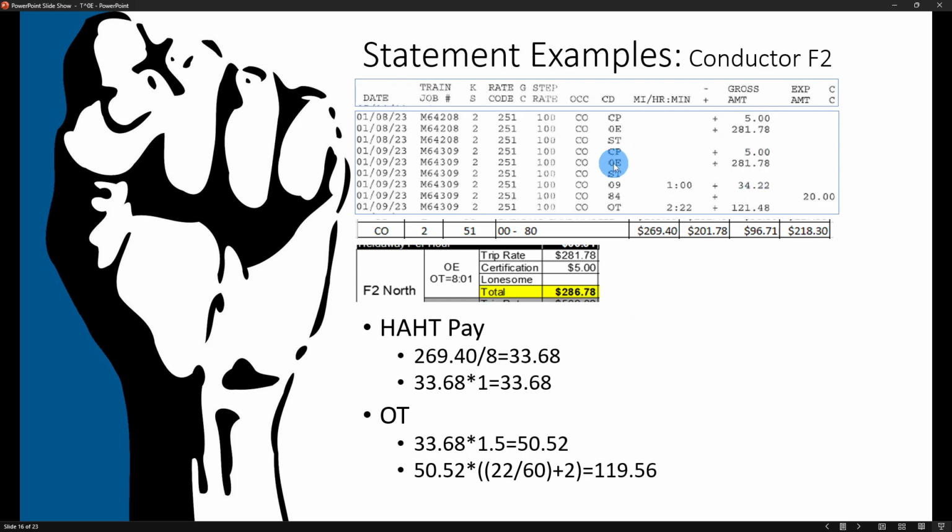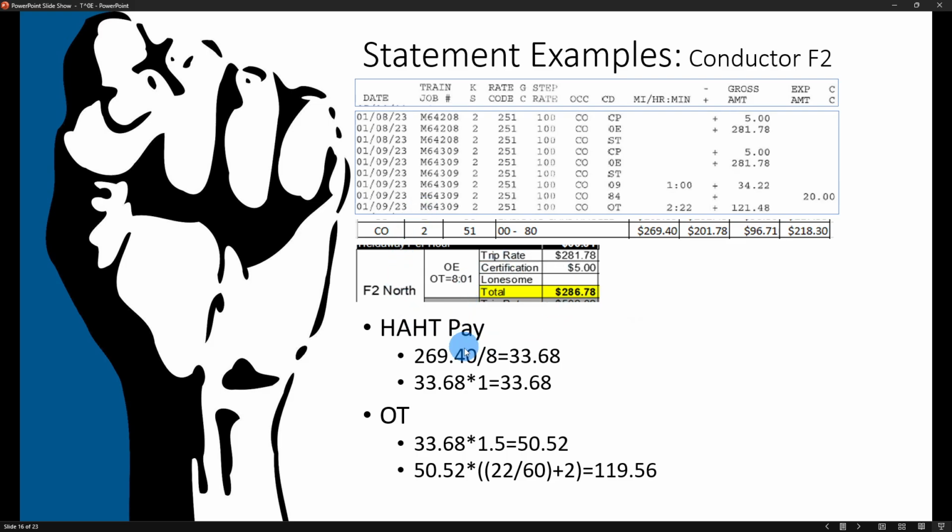All right, so we have two things to find out: halt pay and overtime. Halt pay is based upon the last class of service performed, which is why I left the Q64208 in there, 251, so that makes it pretty easy. And the overtime, 251. They're in a hotel. Here's code 84, $20 in meals.